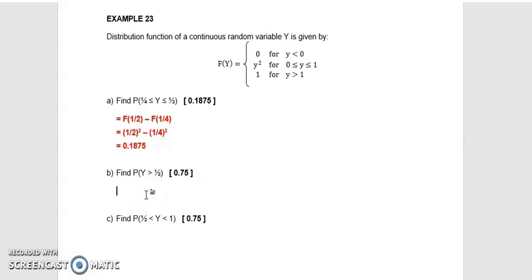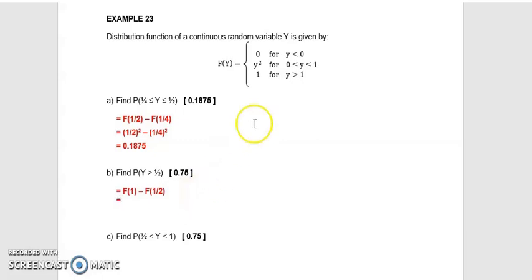B, find the probability of y more than half. Half is within this interval, so how to find this answer? Now you only have more than half. Based on the theorem, F(b) minus F(a), where F(b) is the upper limit and F(a) is the lower limit. Since it is more than half, half will be the lower limit. So here F(1) minus F(half), upper minus lower.